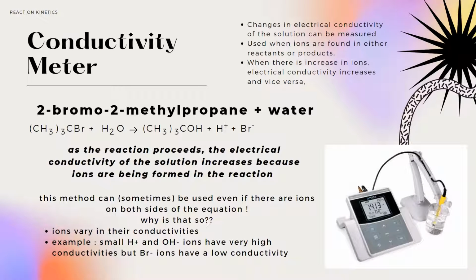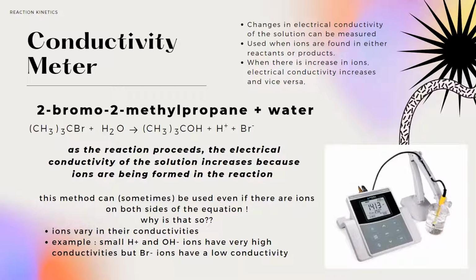Last but not least, the conductivity meter. The changes in electrical conductivity of the solution can be measured. It is used when ions are found in either reactants or products. And when there is an increase in ions, electrical conductivity increases, and vice versa.